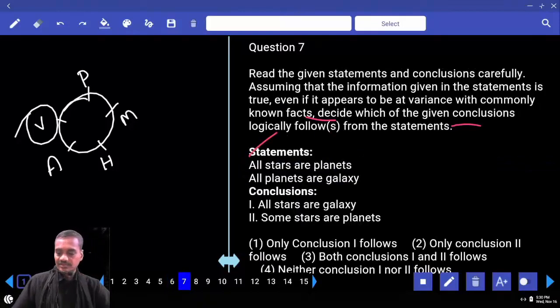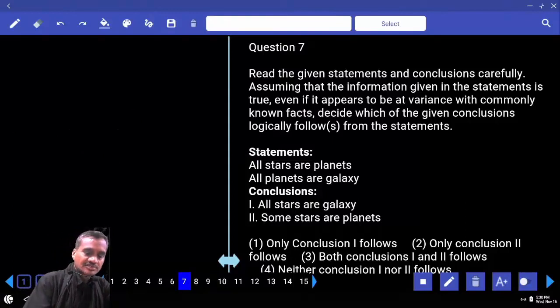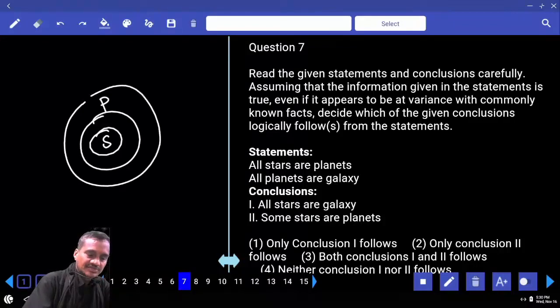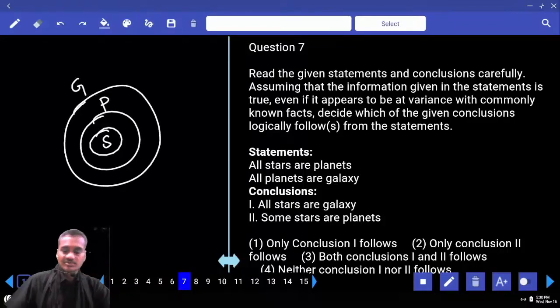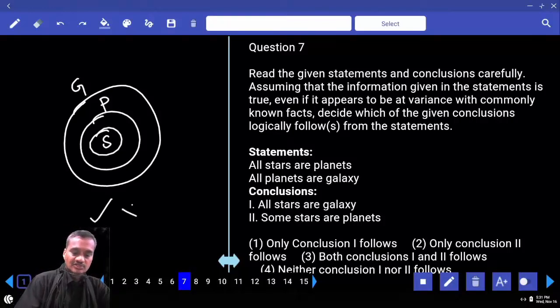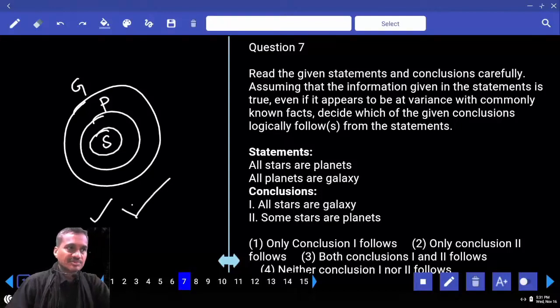The next one, the 7th one, is based on syllogisms. All these stars are planets. This entire set of stars is a part of planets, and all these planets are a part of this galaxy. All stars are planets, all planets are galaxies, so all stars are galaxies too. Some stars are planets. All stars are planets is true, and some stars are planets is also true. Both 1 and 2, choice 3, question number 7.